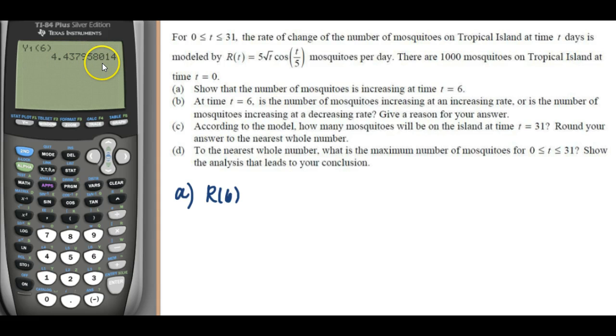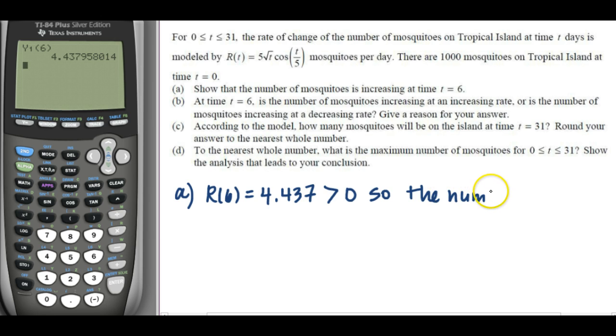So this is a positive quantity. So r of 6 equals 4.437, which is greater than 0. So the number of mosquitoes is increasing.